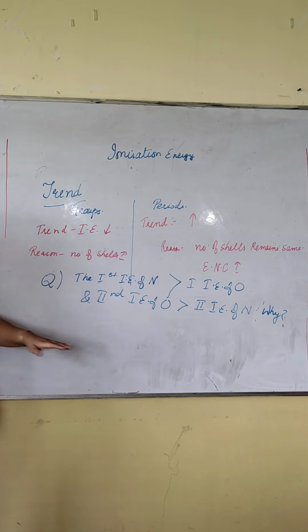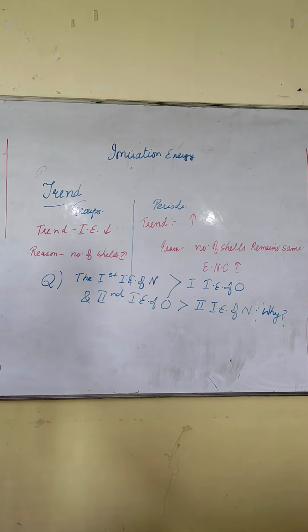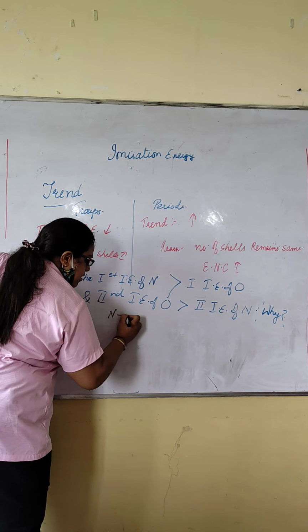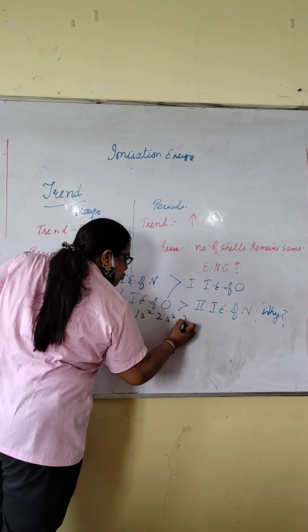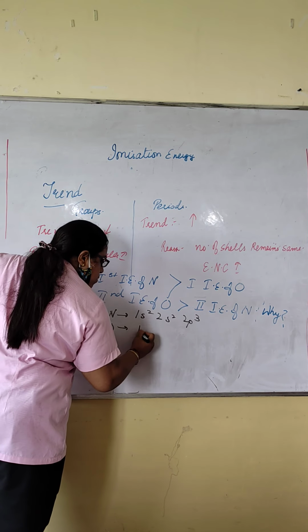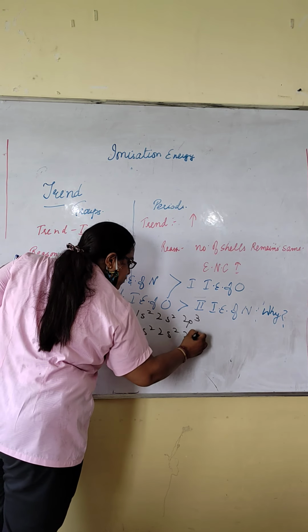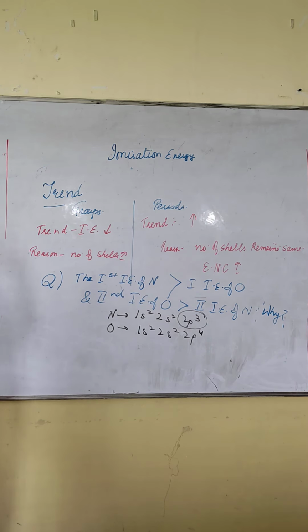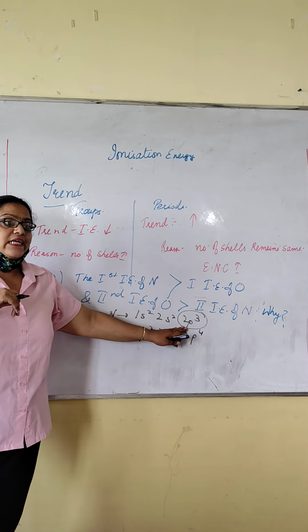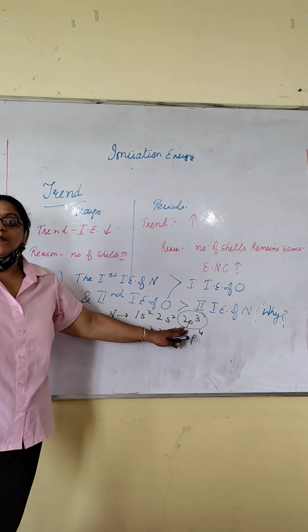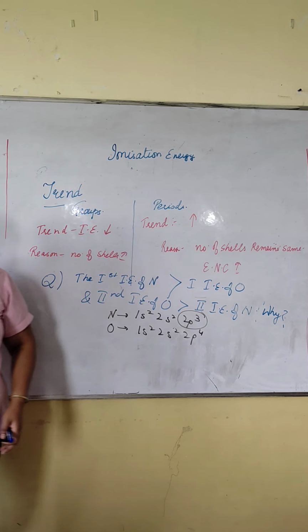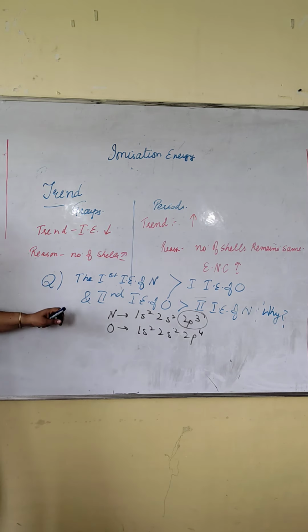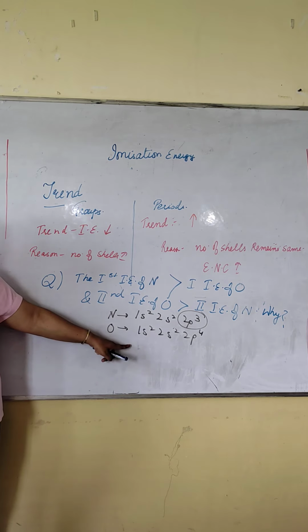Why? Whenever you face this kind of question, always write the electronic configuration. So the electronic configuration of nitrogen is what? It is 1s2, 2s2, 2p3. For oxygen it is 1s2, 2s2, 2p4. Beta, this is the concept of exactly half-filled configuration. Here in the p orbital, px, py, pz, everybody is having one single electron. It is the case of a half-filled orbital, so it is more stable than this.